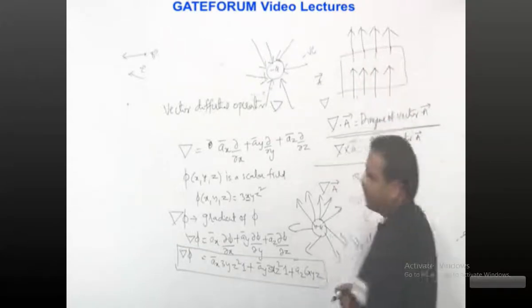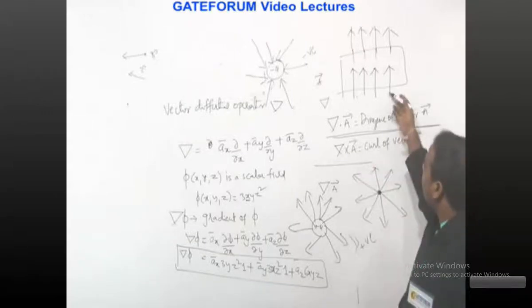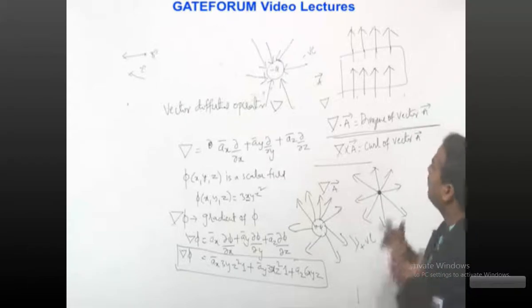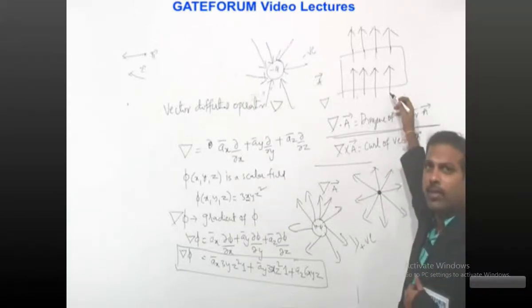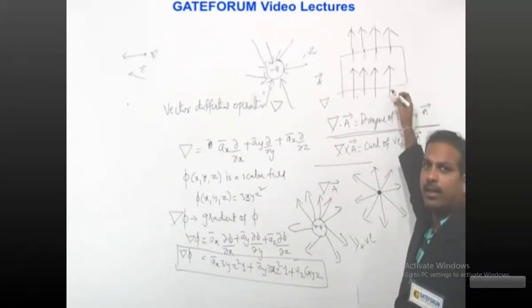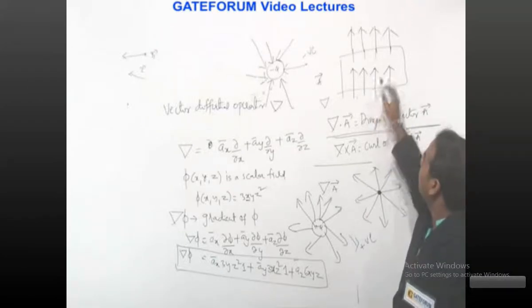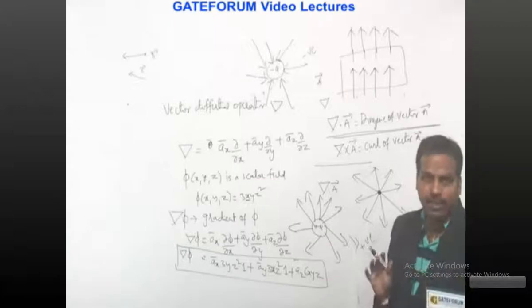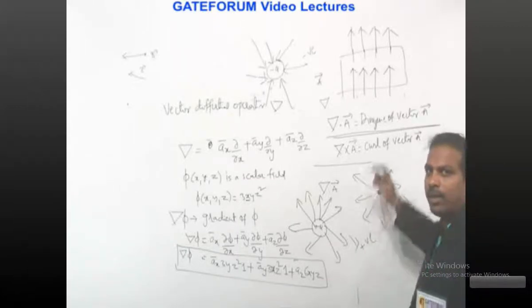They're entering, and what's there? Coming out. Then what is the diverging nature here? Are the field lines expanding in different directions? No, they're going in a similar direction. Okay, that means they're just entering and leaving the surface, but nothing is converging or diverging.